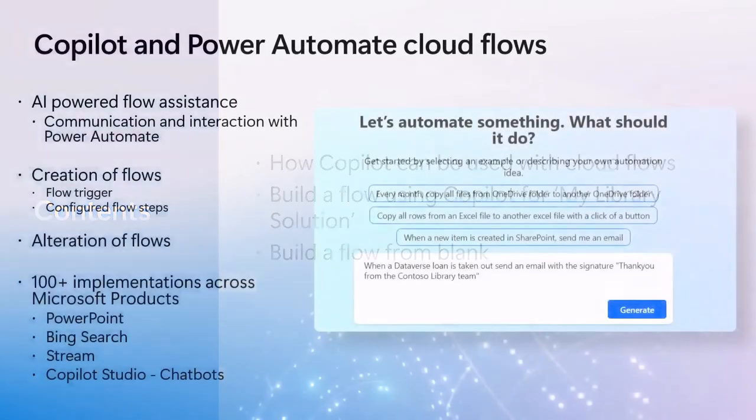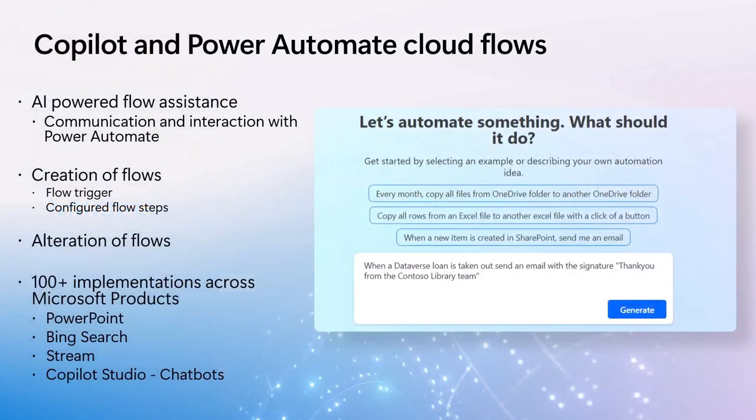blank. Copilot is AI-powered flow assistance, and it's been configured in a way that allows you to communicate with and interact with Power Automate. Not only does it allow you to create flows as shown on the right-hand side by using natural language, it also allows you to alter those flows when you're in the editor experience.